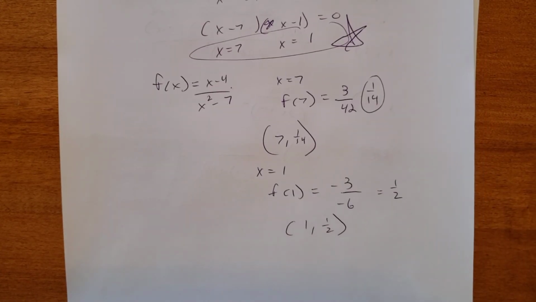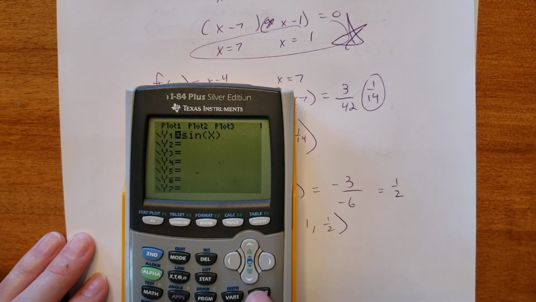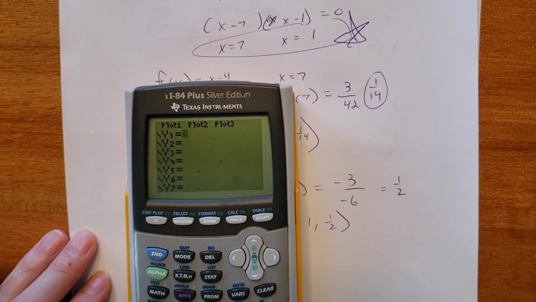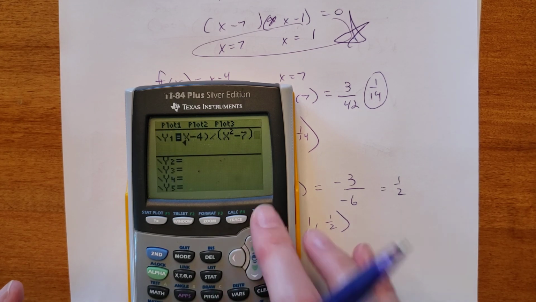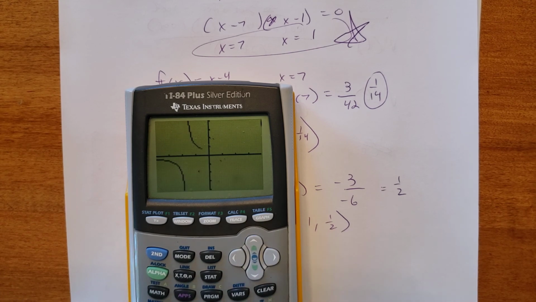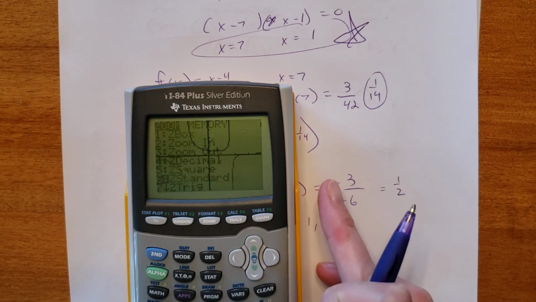Let's look at the original graph to see whether or not we got our answers right. The original graph, again, is x minus 4 in parentheses. Don't forget your parentheses. You want to divide the whole entire top by all of the denominator, which was x squared minus 7. So there's the graph. Oh, let me clean my zoom up. I don't have it on standard. So zoom standard.